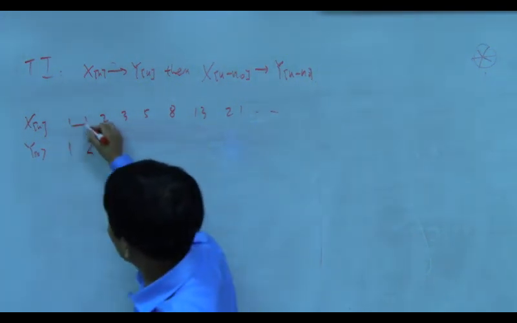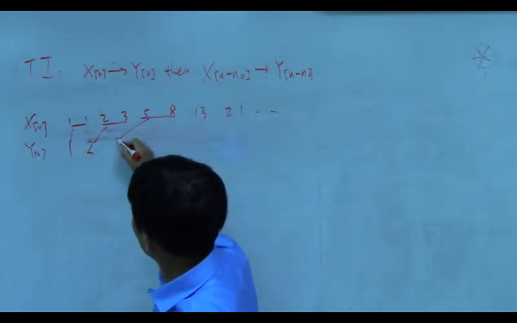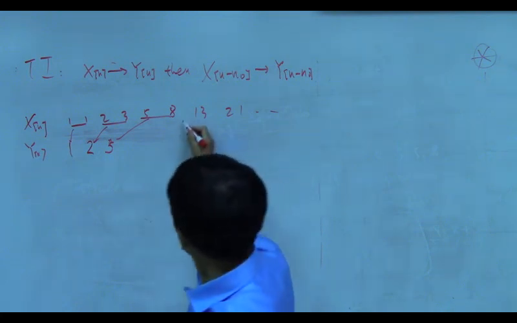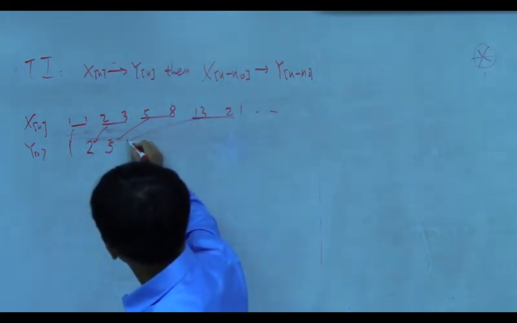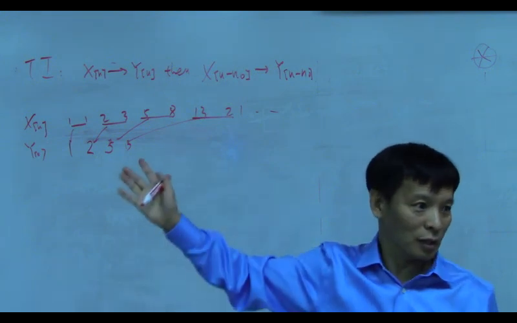Right? So this one here, I pick the first one here. This one here, I pick this one here. The next one will be 5. The next one will be 13. So make sense? So this is how we compress a file.